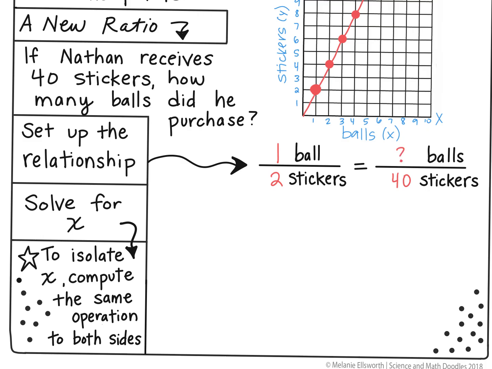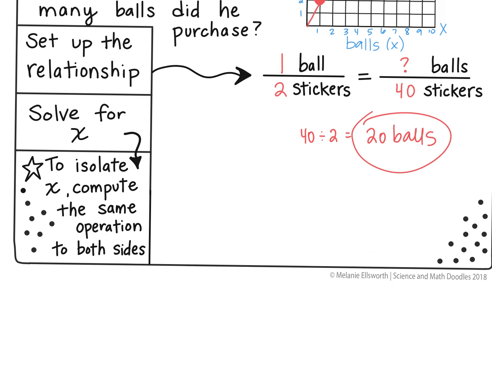So if I have 40 stickers, this is what it will look like. I would do 40 divided by 2 to equal 20. So this would be my answer. That's how many he would have to purchase in order to have 40 stickers.